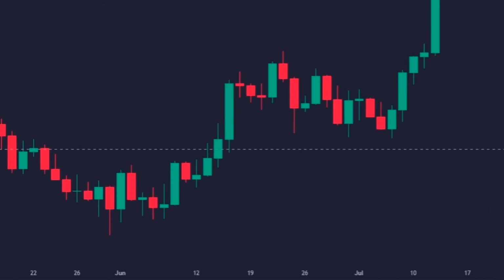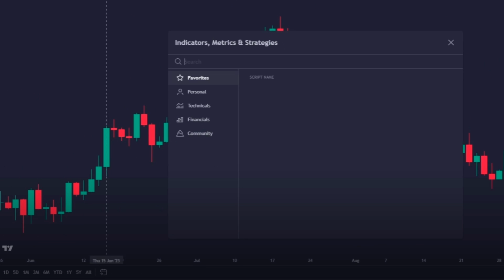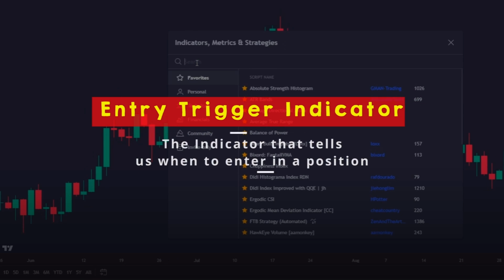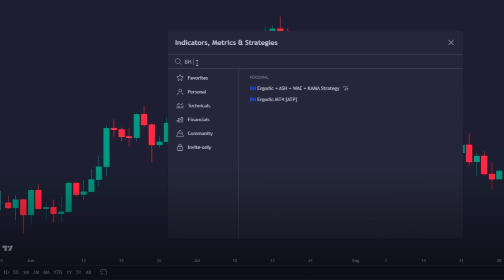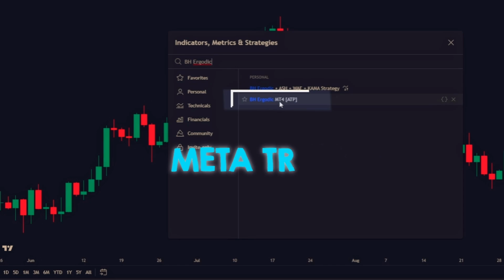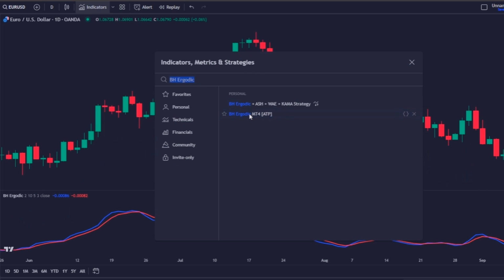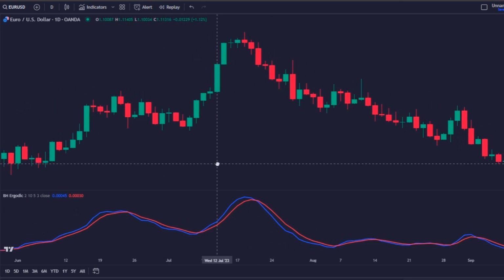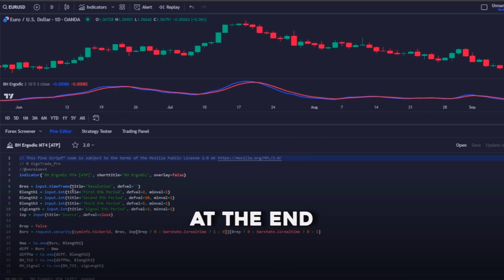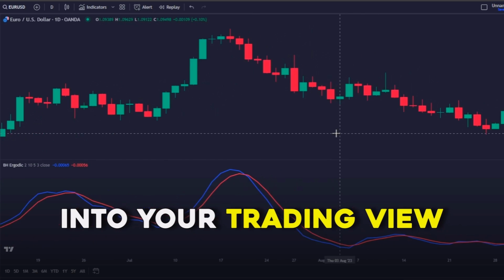So let's insert the indicators from this Forex system on our TradingView charts, starting with the entry trigger indicator, the indicator that will tell us when to enter in a position, which, according to my subscriber, is the BH Ergodic, which is an indicator from MetaTrader. However, I coded this indicator for TradingView and now I can insert it into my charts. And you will also be able to do it because at the end of the video I will share the code of this indicator with you and show you how you can insert it into your TradingView charts as well.